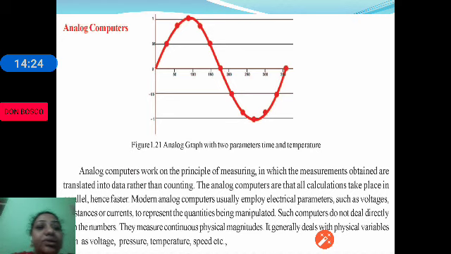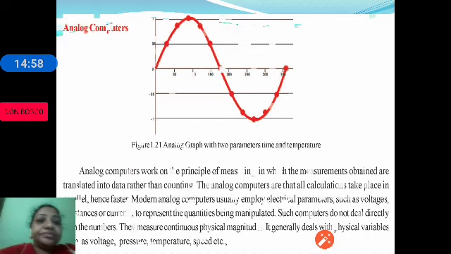Modern analog computers usually use electrical parameters, such as voltages, current, temperature, etc. Such computers do not directly deal with the numbers. They measure the physical quantities such as voltage, pressure, temperature, speed. So an analog computer operates on continuously changing values such as voltage, pressure, temperature, speed, etc.